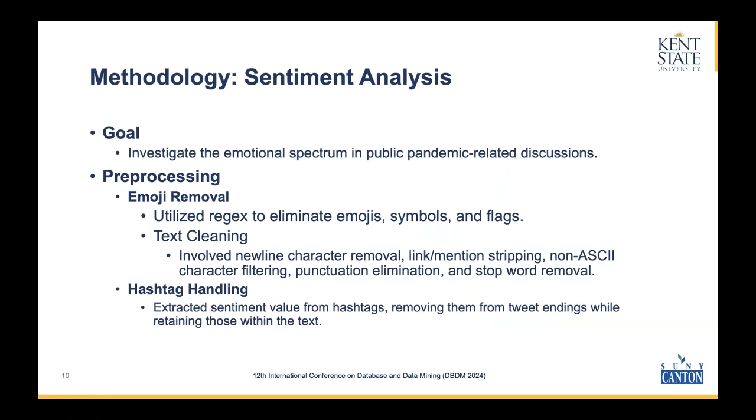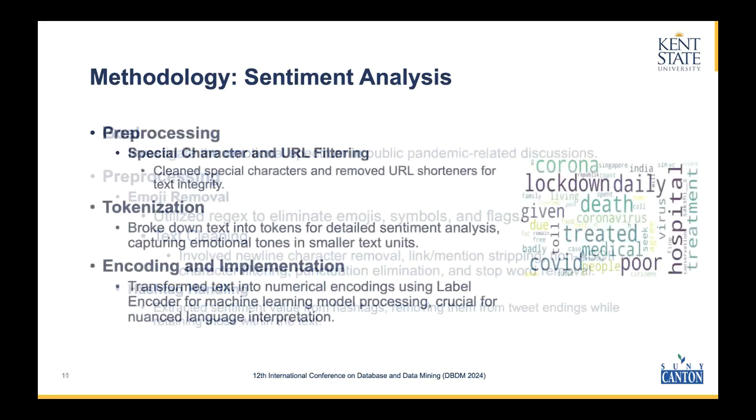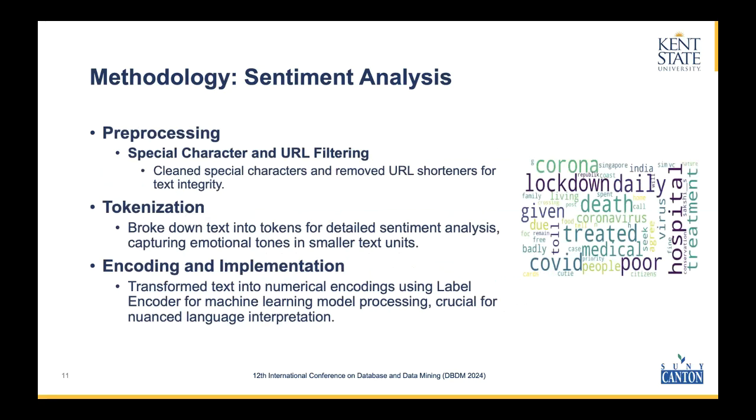To process the data, emojis were removed. We used regular expressions, including emoticons, symbols, and flags, to remove all the emojis from the text. Then text cleaning was done. This involved replacing new line characters, removing links and mentions, stripping non-ASCII characters. Hashtags were also removed, and we also removed the special characters. Next, we moved on to tokenization. Tokenization divided text into smaller units or tokens for the model to analyze and interpret each part's sentiment.